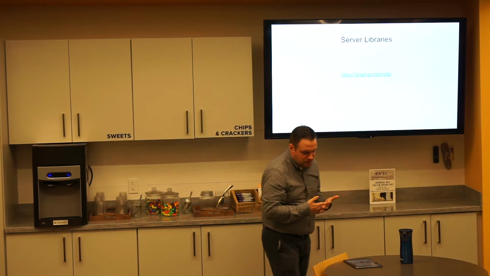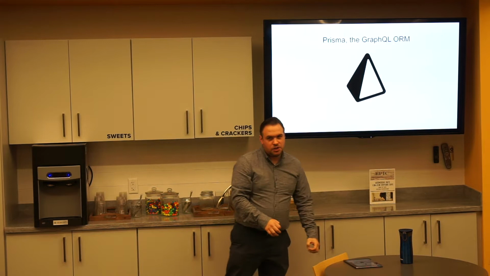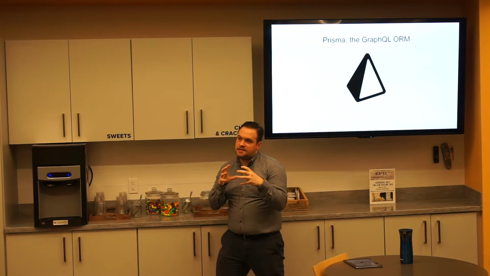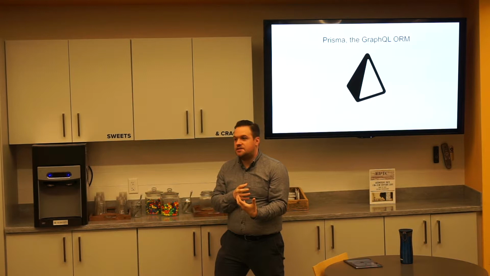So there's Prisma, which is the GraphQL ORM. Does anybody here not know what an ORM is? Okay, so an ORM is an object relational mapping. It's basically a layer that's designed to work with a database language and do a lot of commonly done operations. An example of this might be Entity in C# or Mongoose with MongoDB.